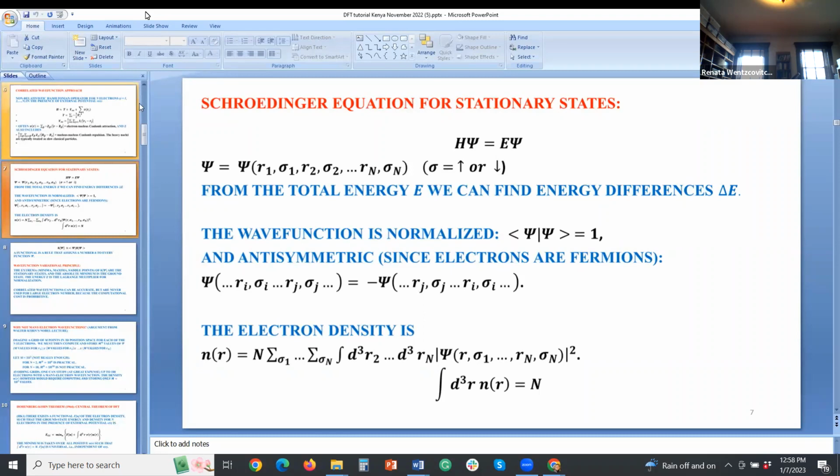Now, once we have the total energy E, we can find energy differences delta E simply by changing the external potential.